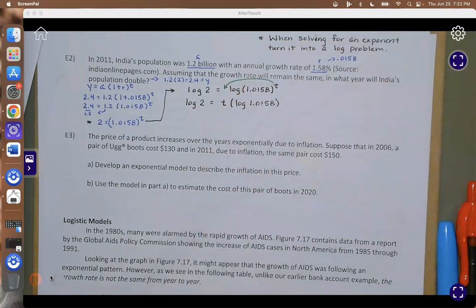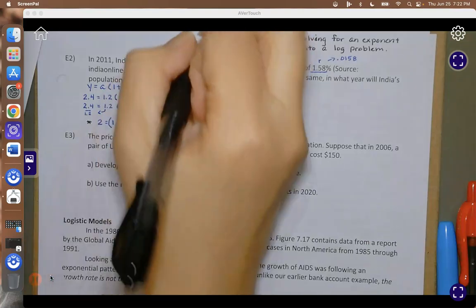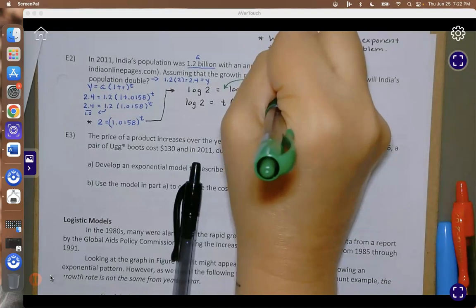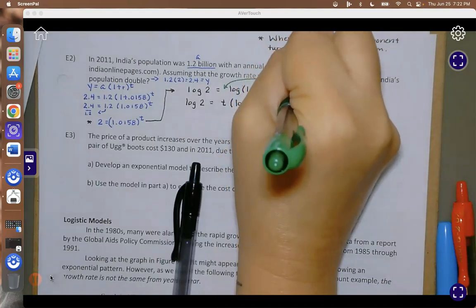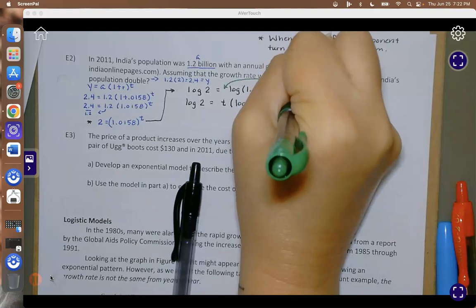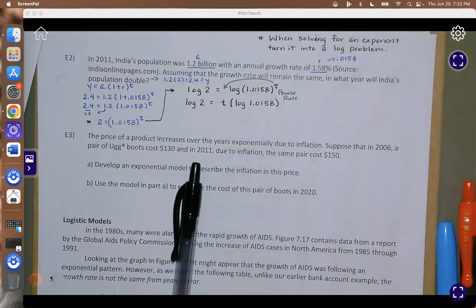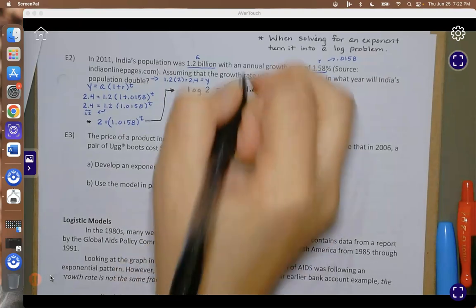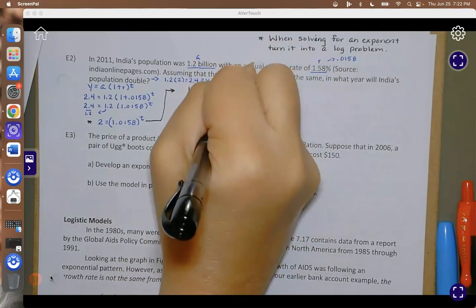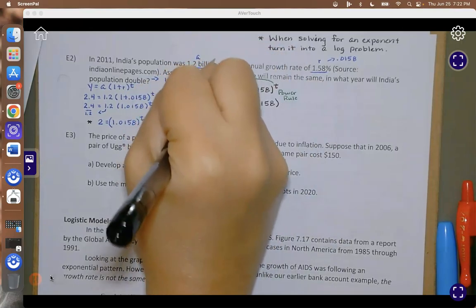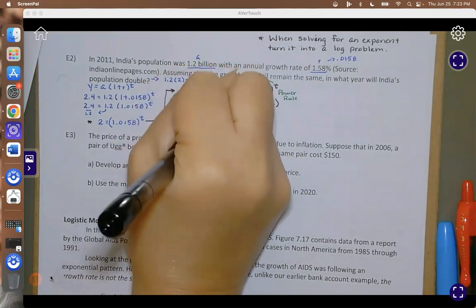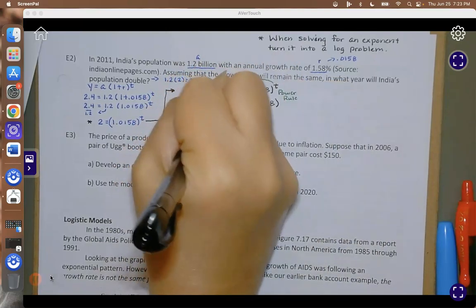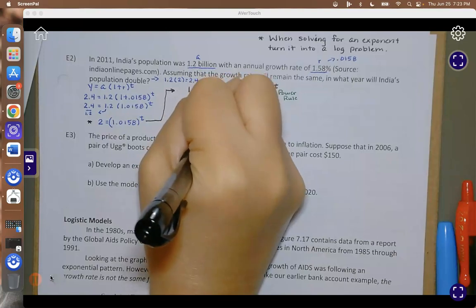Okay, now our goal is, and I'm going to write the note here that says power rule. Okay, now our goal is to get t by itself. This stuff is being multiplied, so we're going to move it over here, and what we're going to do is divide it. So we'll take log of 2 and divide it by log of 1.0158.